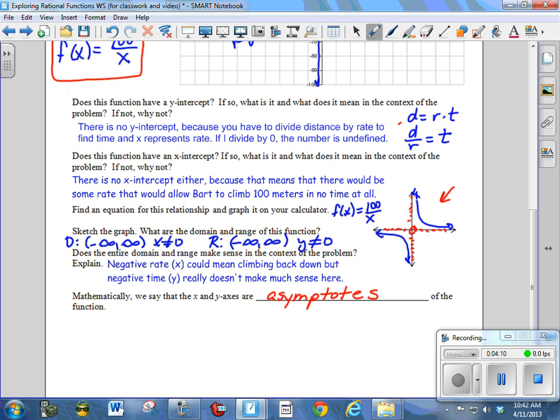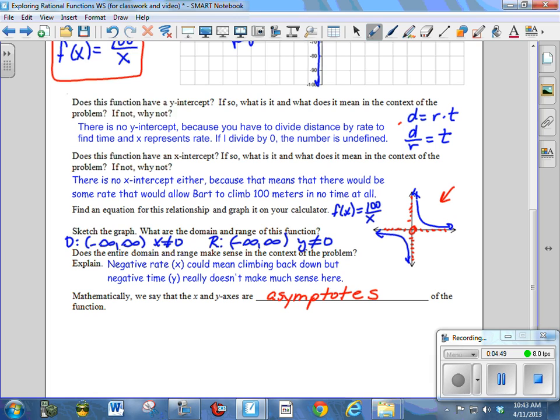Does the entire domain and range make sense in the context of the problem? You could have a negative rate. That could mean positive rate could mean the speed climbing up, and the negative rate could mean the speed climbing down the wall. But pairing up negative rate with negative time doesn't really make sense. So in this context, it would only make sense to use positive values for rate and time. We could pair up negative rate with increasing time and basically, go back. We would have a different type of graph. It probably would not be a function. Mathematically, then, we say that x and y are asymptotes.